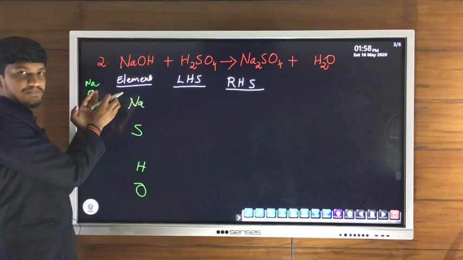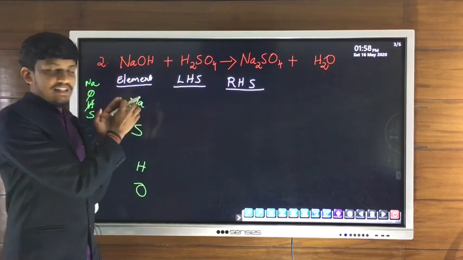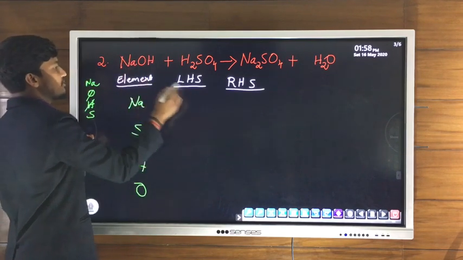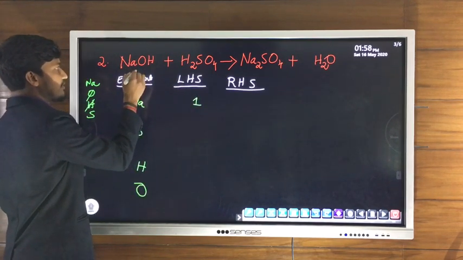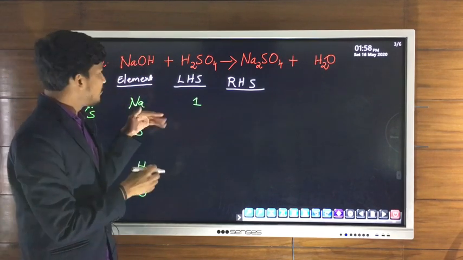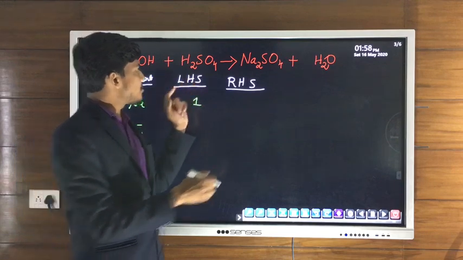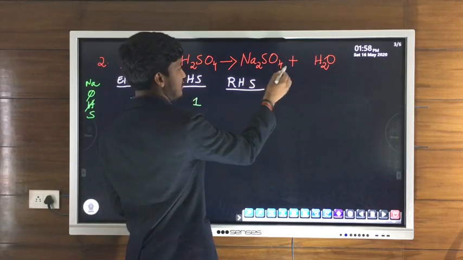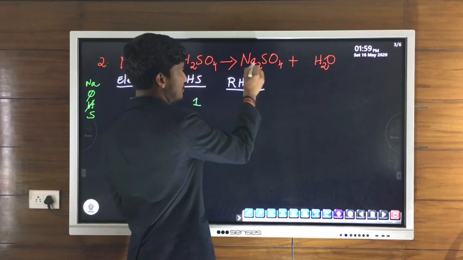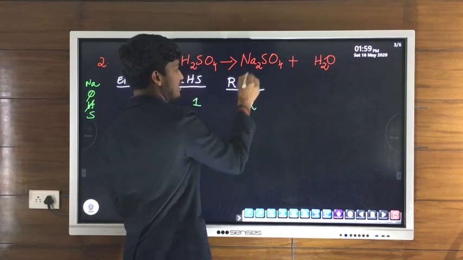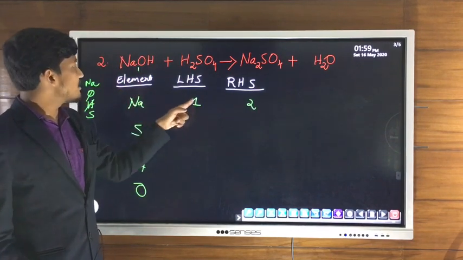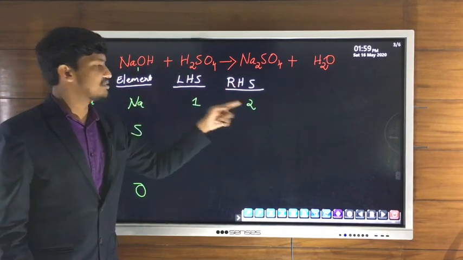First, sodium. The first step, we are going to count the number of sodium atoms. On the LHS, the number of sodium atoms is 1, because NaOH means Na1. And the number of sodium atoms on the RHS, where is sodium only in the first product. Na2SO4, that is 2. So Na1 on the LHS, 2 on the RHS.